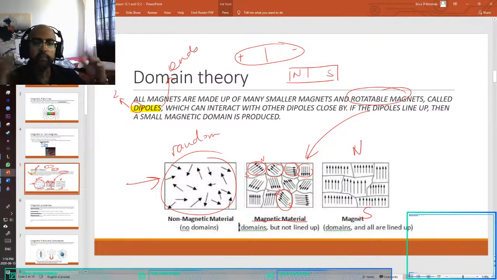So what's a magnet? A magnet is a thing that has lined up domains, which produce a north-south effect. This one over here, they have norths and souths, but they're all random. So there's no influence, or it doesn't create a magnetic field that does anything.